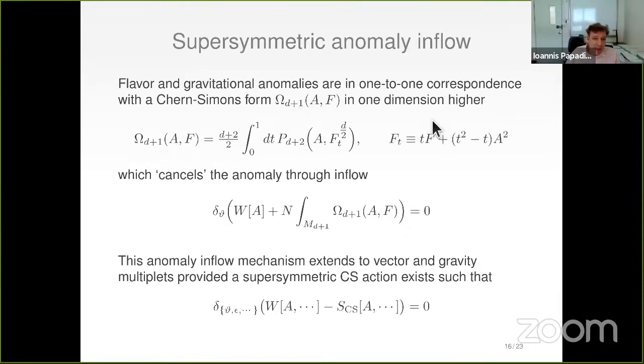So remember that anomaly inflow essentially amounts to, in the standard bosonic anomalies, the statement that the anomalies, the consistent anomaly, are in one-to-one correspondence with the Chern-Simons form in one dimension higher. So this is the Chern-Simons form that is given by the anomaly polynomial here. And the statement is that this Chern-Simons form cancels the anomaly through inflow. So the statement being just this expression here: if you take the gauge variation of this combined expression, it is 0.